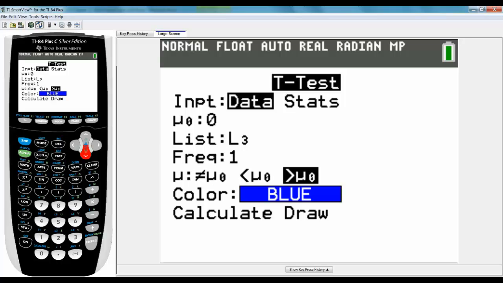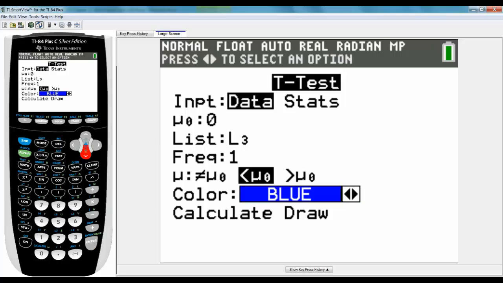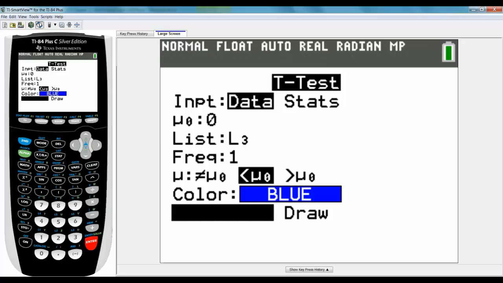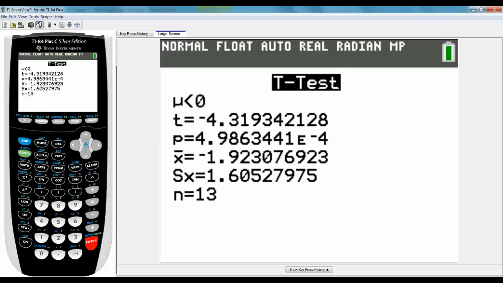And then I'm doing left-tailed, right-tailed, or two-tailed. Well, we're doing a left-tailed test, which is in the middle. That's why we set up that alternative hypothesis. I'm going to go down to Calculate and press Enter. And there it runs the test for me, and it tells me that the test statistic is negative 4.319.